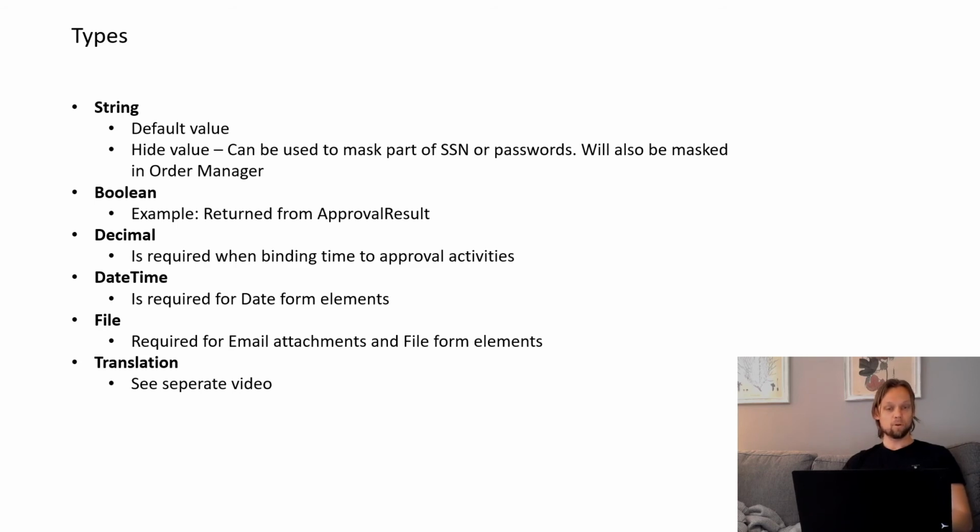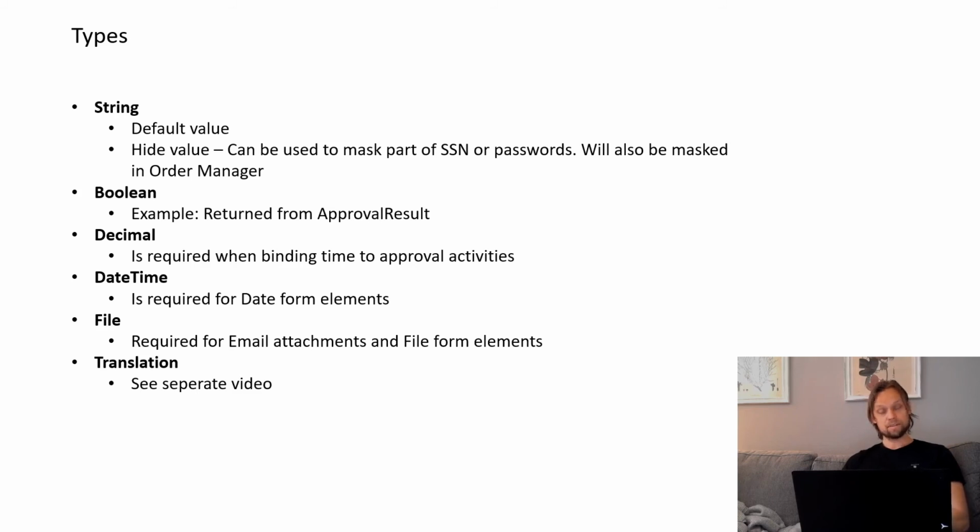Okay, Booleans is true or false, and typically we use them, an example is you need to have a Boolean variable if you want to get the approval result from an approval activity. So it will indicate true if the approval was approved, and false if the approval was rejected.